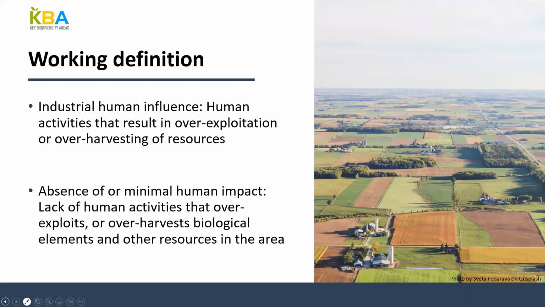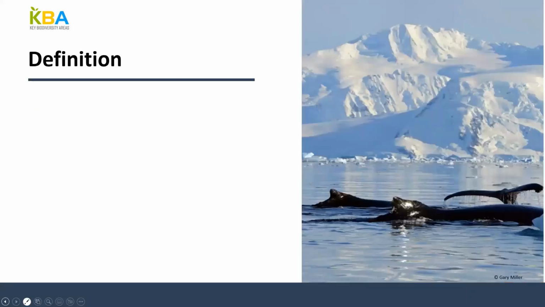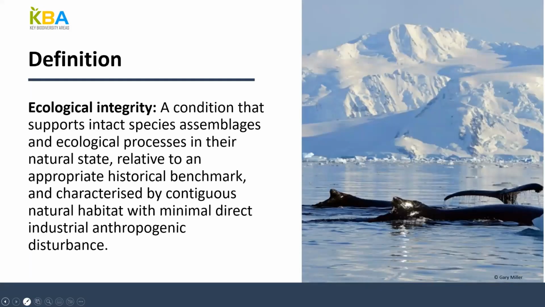So when we talk about the absence of or minimal human impact, basically we're referring to the lack of exploitative activities that tend to take place at an industrial level. So the KBA Secretariat uses IUCN's definition of ecological integrity by putting the 2 definitions that we just went over together.